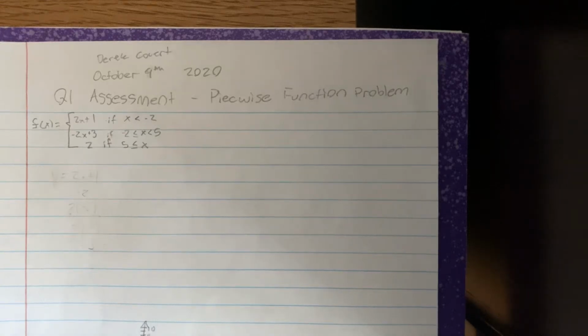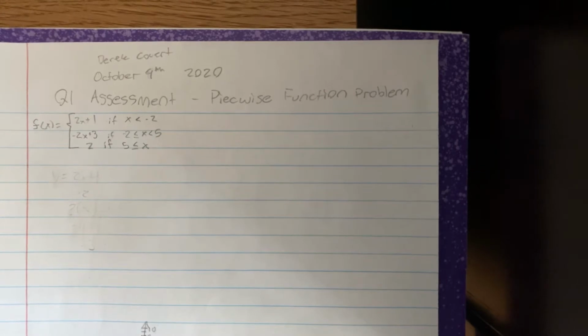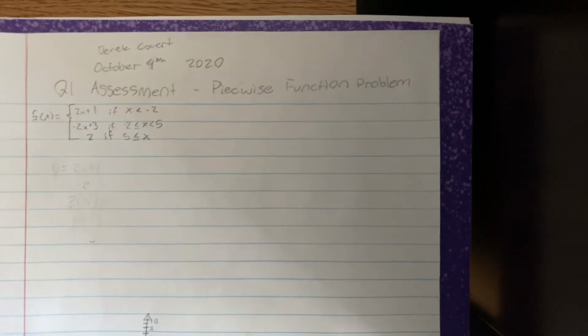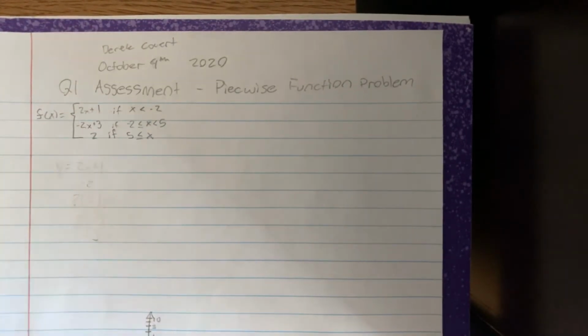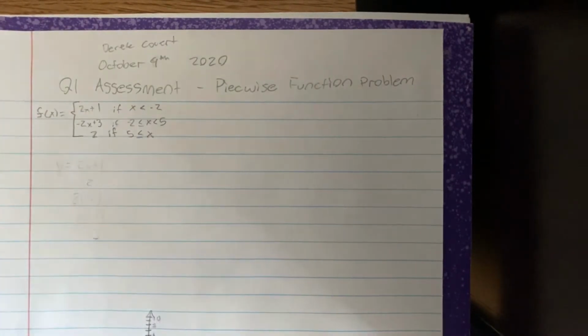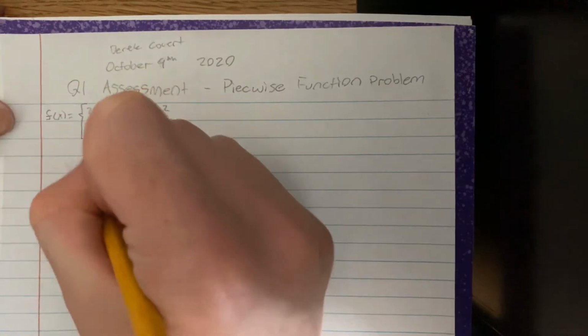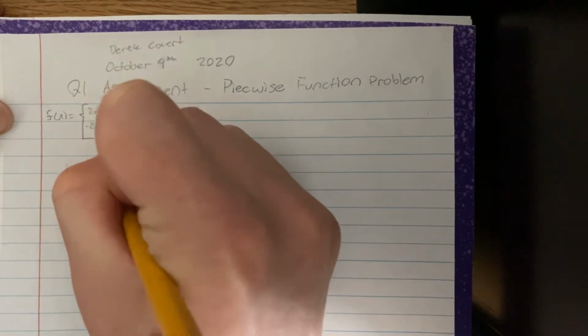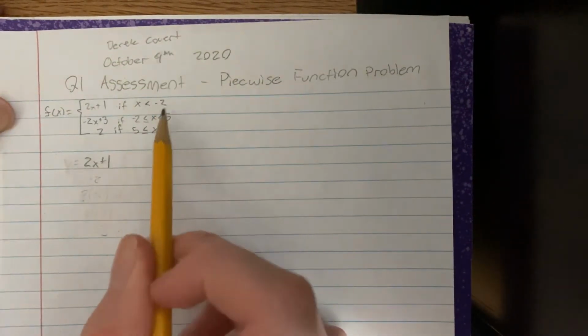This is my quarter one assessment, the piecewise function problem for the benchmark. And this is the piecewise function that I was given. Now I'm going to start with the first equation. So I'll go 2x plus 1 and negative 2.